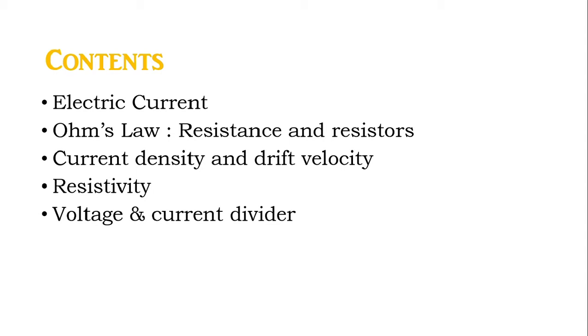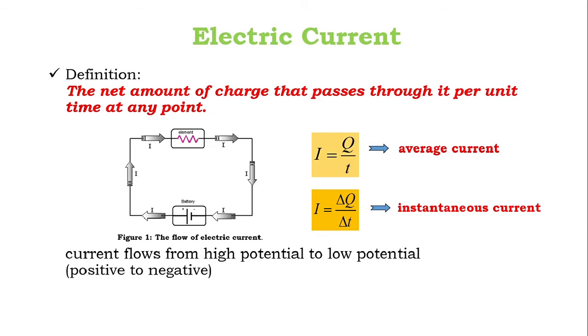Okay, so these are the contents for this chapter. First you will look at electric current, Ohm's law. I think everyone has heard of Ohm's law. Current density, drift velocity, resistivity, and voltage and current divider. Okay, so first we look at what is electric current.